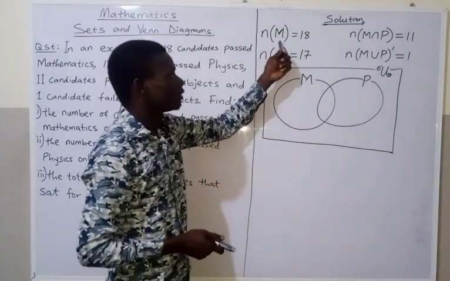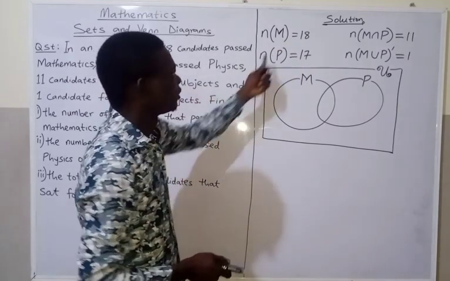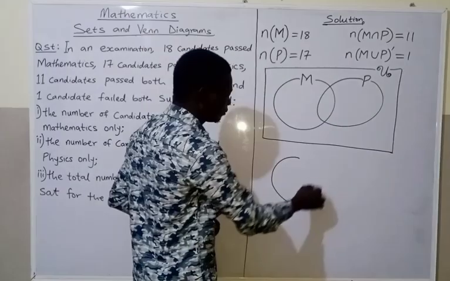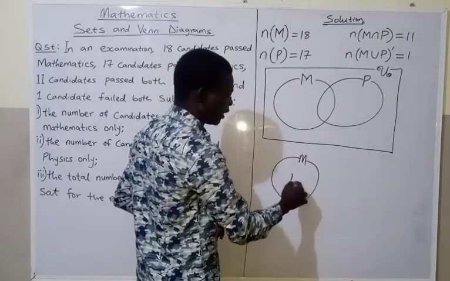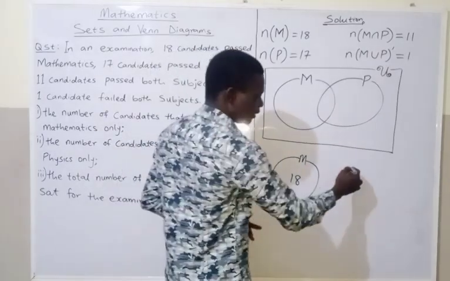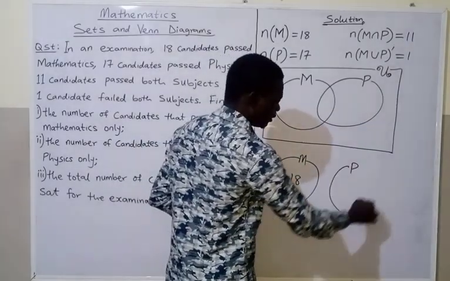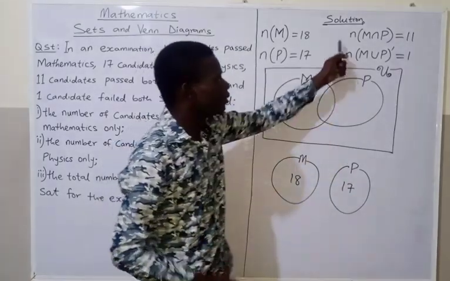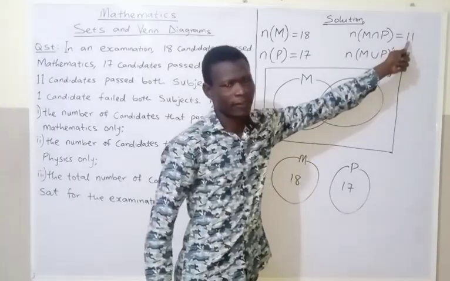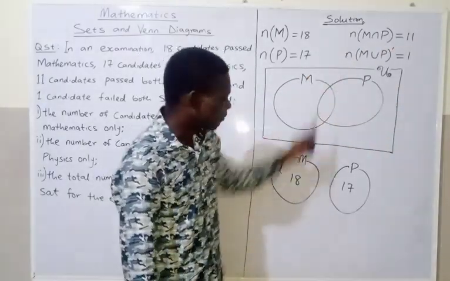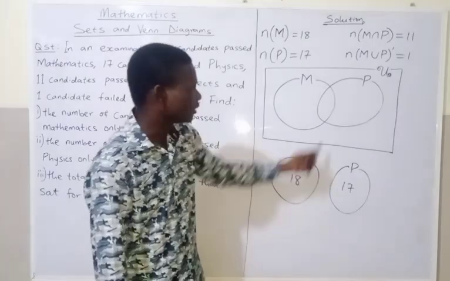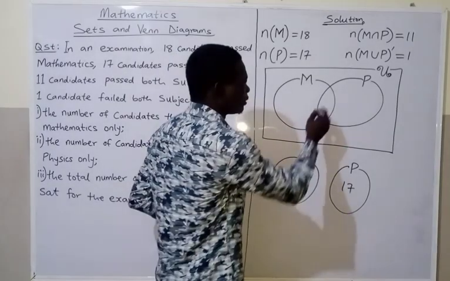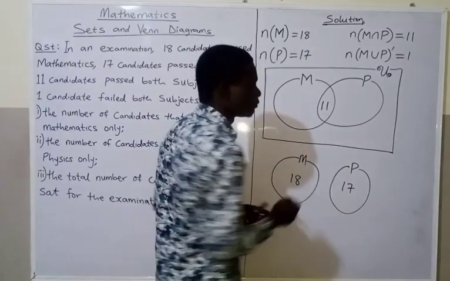Now, from the parameters that we have deduced from the question, number of candidates that passed mathematics, there are 18 of them. Now look at it in this setup. This is circle for mathematics generally, and there are 18 candidates that passed. And this is the circle for physics generally, and there are 17 candidates that passed physics generally. Now, those that passed both subjects, there are 11 of them. And the one that combines these 2 subjects, the intersection of these 2 subjects, of course, is the central part, and we usually start from the central part. So 11 candidates passed physics and mathematics together.